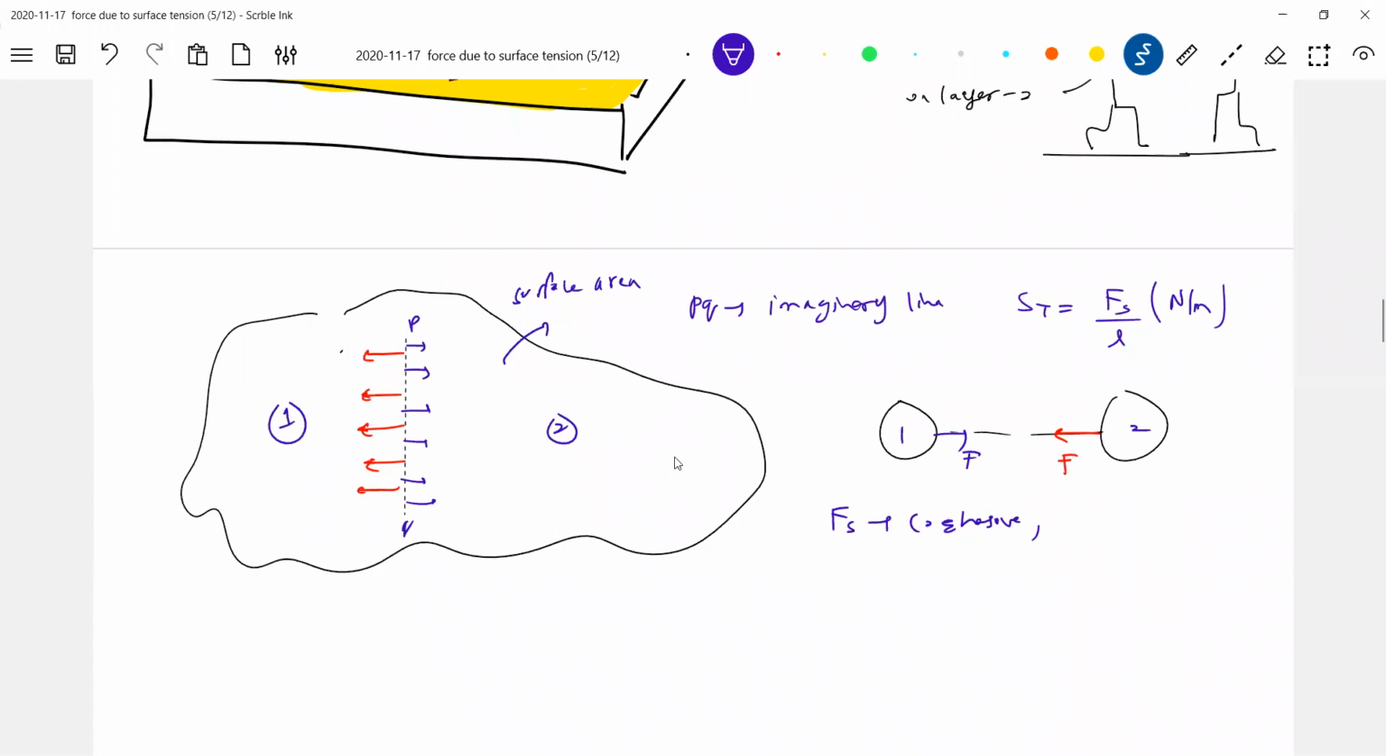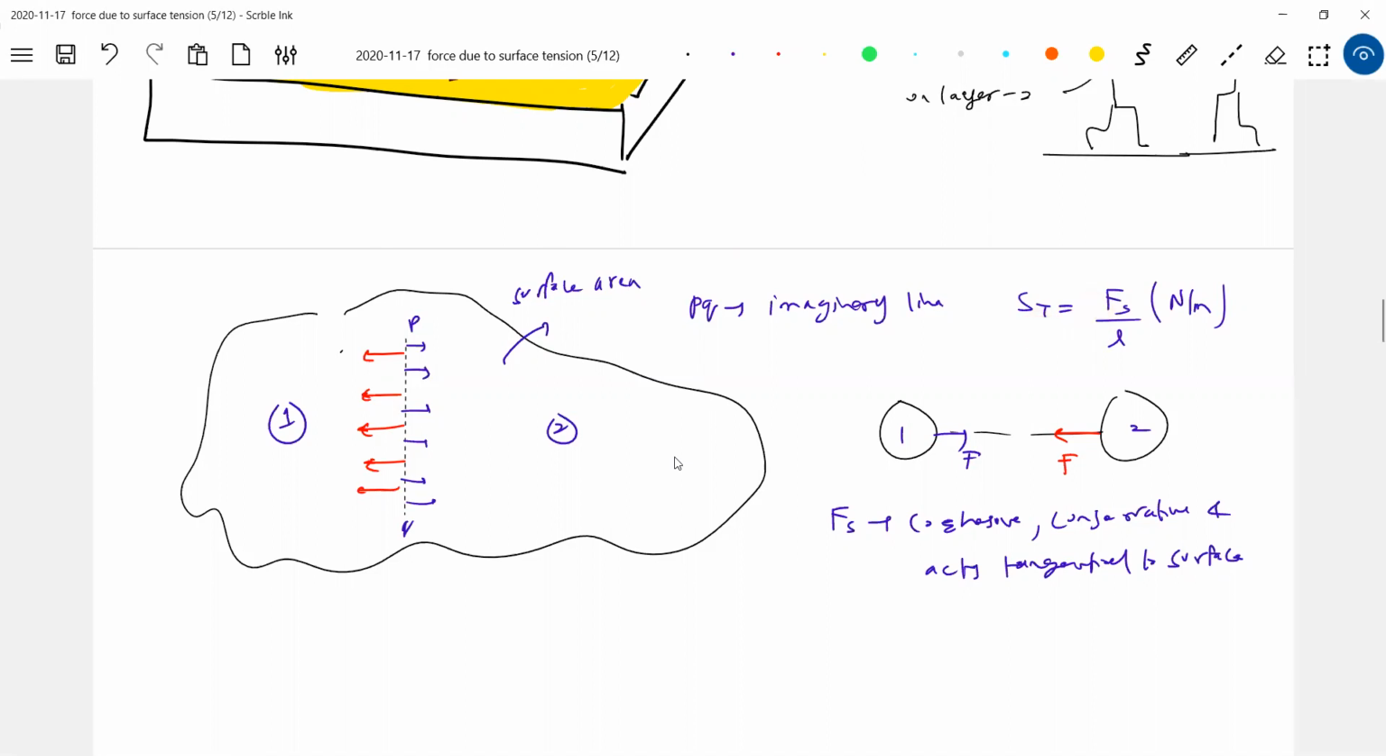What is this Fs? Force due to surface. It's a cohesive force, conservative, and acts tangential to the surface. Some books define it like this: cohesive tangential force acting per unit length is surface tension. This is the actual definition.